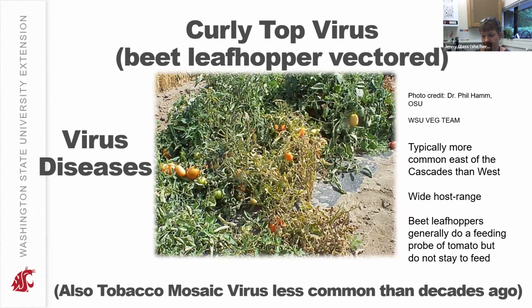Relative to tomato, what a beet leafhopper will do is land on a tomato and do a very quick feeding probe. They do not find tomatoes very palatable, so they pop off and try to find something else. Unfortunately, if that beet leafhopper was already infested with the curly top virus, that initial feeding probe is enough to have spread the disease.